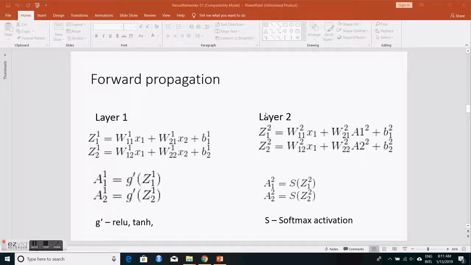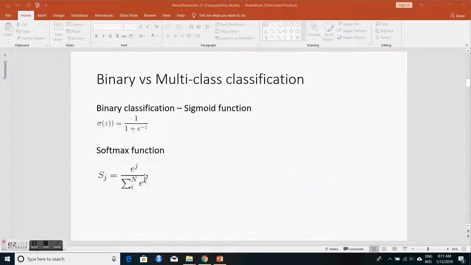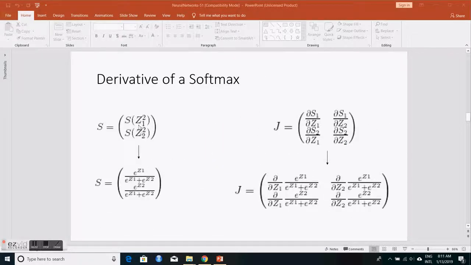subscript 1. Similarly, we can do the same equations for layer 2, except that the activation function at layer 2 is the softmax function, s of z1 subscript 2, s of z2 subscript 2. Now this vector, s of z1 subscript 2, s of z2 subscript 2, we know that the softmax is given by the formula we had seen before here. So we can write this as s1 is equal to e power z1 divided by e power z1 plus e power z2, the sum of all the elements raised to the power e, and for s2, e power z2 divided by e power z1 plus e power z2.